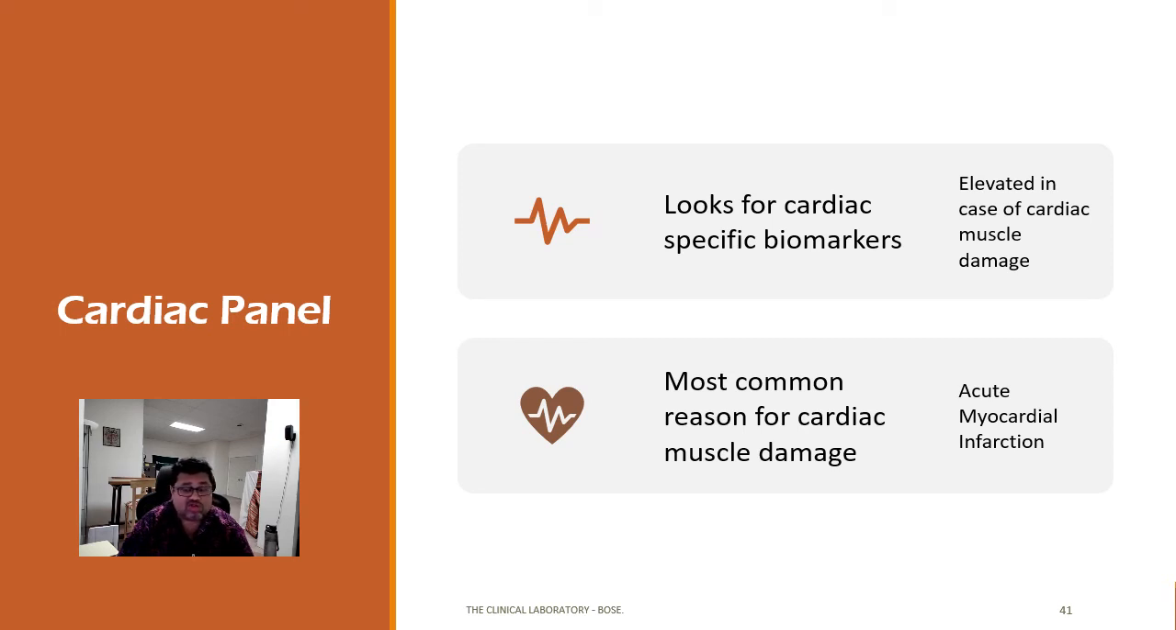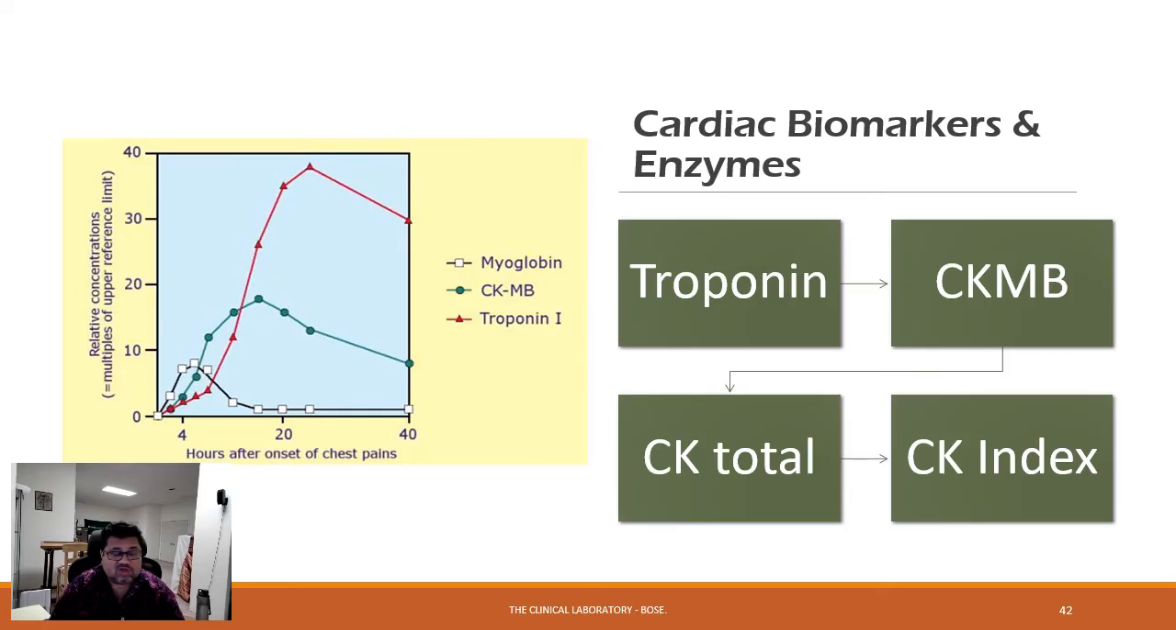The most common reason for cardiac panel enzymes or biomarkers to show up in a lab test of the blood is when there is damage to the heart muscle. So here are, in order of importance, the four major cardiac specific biomarkers and enzymes. One is troponin, one is CKMB, creatine kinase MB, creatine kinase total, CK total, and CK index. Why are they in this order?